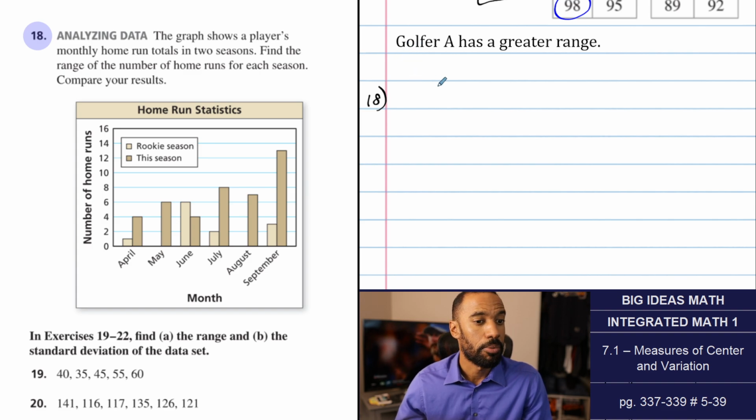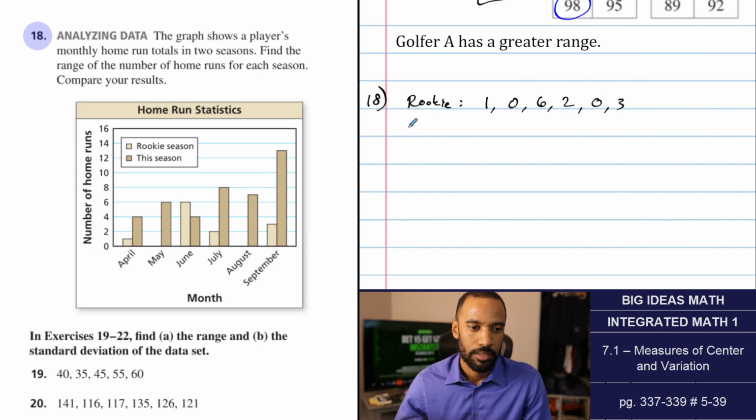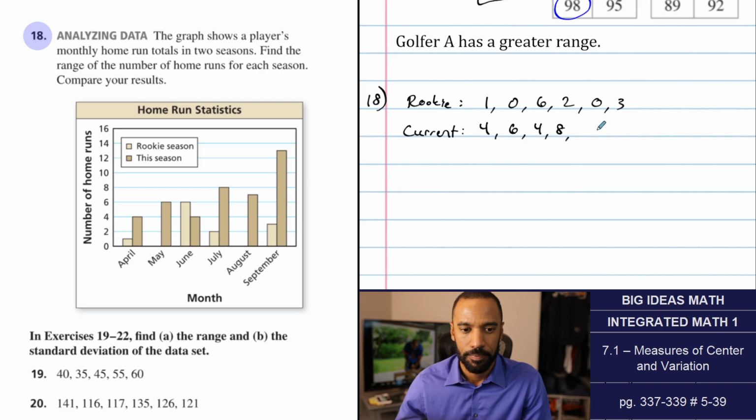So for this player in their rookie season, what are we doing? Finding the range. I'm just going to list off. We're not adding them. I actually thought we were going to add them. They had 1 in April, none in May, 6 in June. Summer seasons, they tend to hit more when the weather heats up. July 0, August 0, September 3. In their current season, 4 home runs in April, 6 in May, 4 in June, 8 in July, 7 in August, 13 in September.